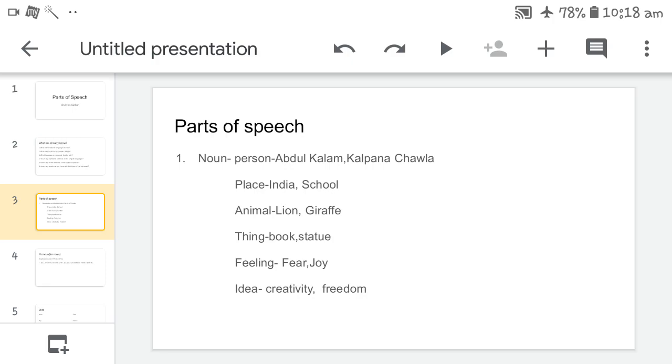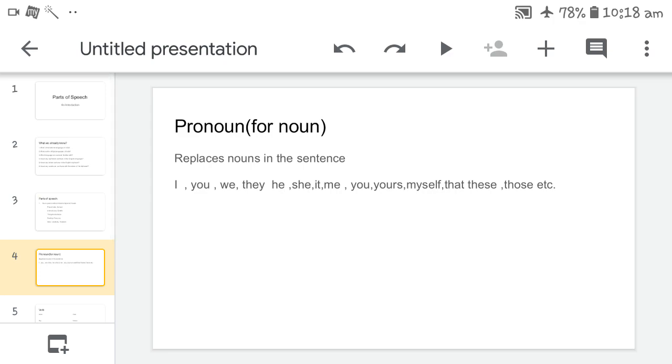Idea for creativity, freedom, imagination. So these are nouns. If I'm going to go for pronoun, a pronoun just means for noun. A pronoun replaces nouns in the sentence. Like for myself, I'll use I, and even myself for my name, that is a pronoun.